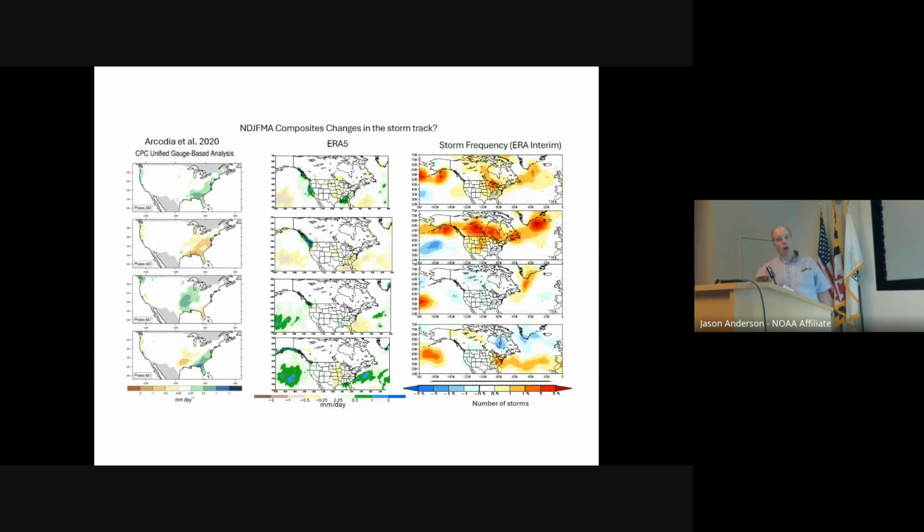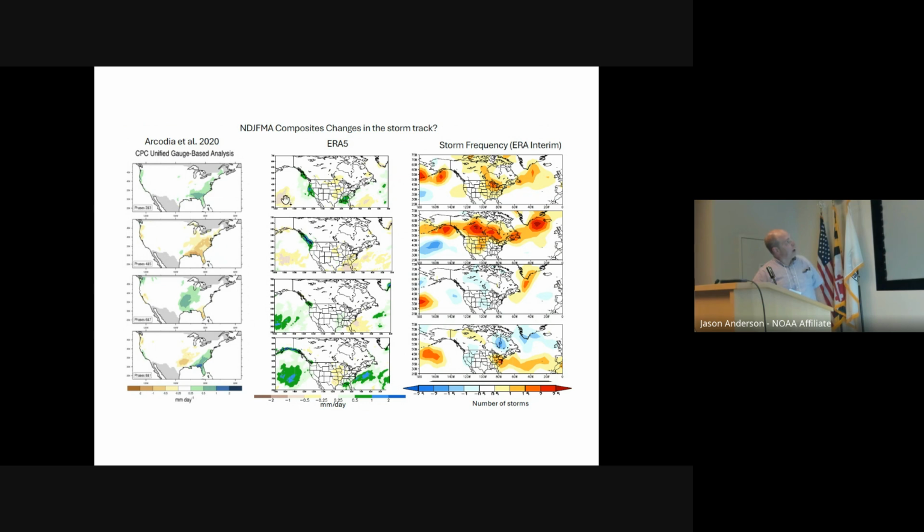I've done a lot of work with storm tracks, and I happen to have this data set just lying around, so I thought I'd just see if I could assess it for MJO. The way you define a storm, at least for this, is that a storm is the lowest pressure in a grid box relative to surrounding grid boxes. So it's a surface-based, sea level pressure-based storm. And so once again, here's Arcodia's work, and here's ERA5.